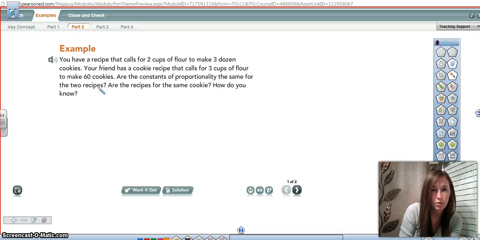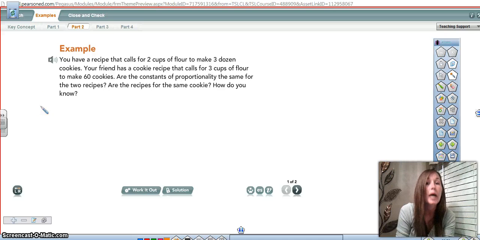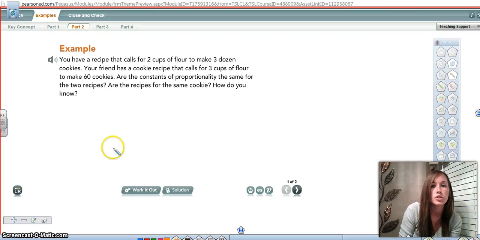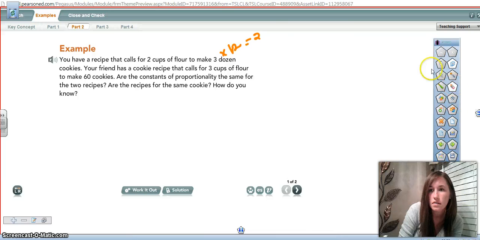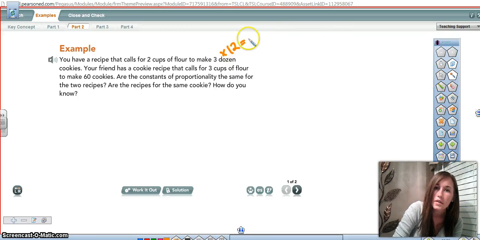Okay, so we would want to know, obviously the number of cookies would depend on how many cups of flour we have. We want to know how many cookies can we make with 1 cup of flour. So 3 dozen, that would be 36 cookies.